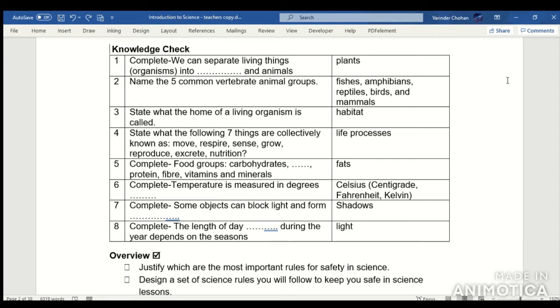Question number 7, some objects can block light and form shadows. Question number 8, the length of daylight during the year depends on the seasons. Can you now check your answers and give yourself a mark out of 8? And can you write it on the side? Thank you.